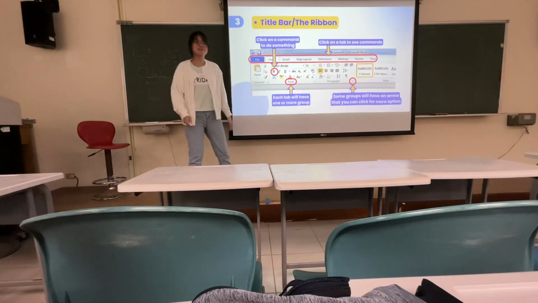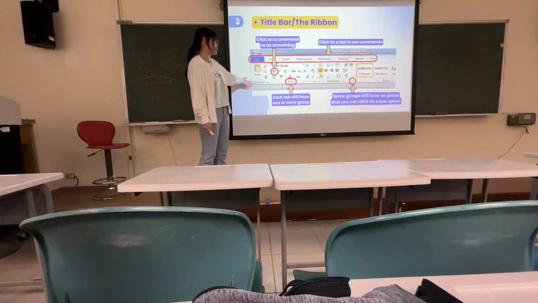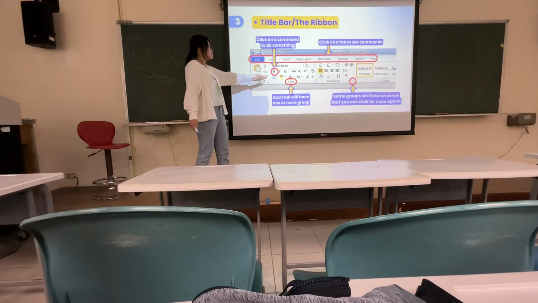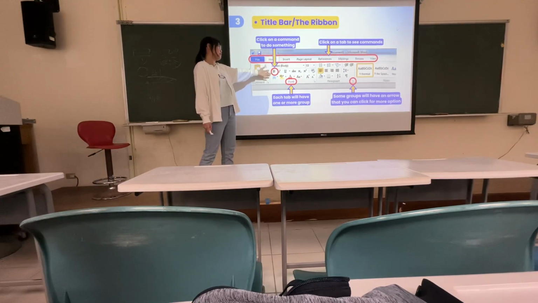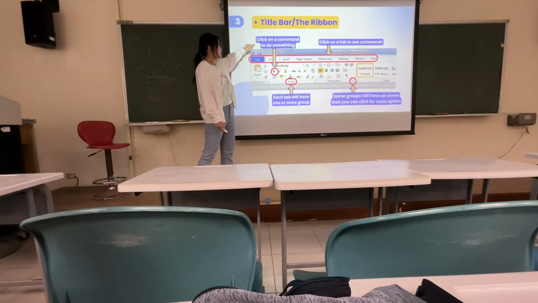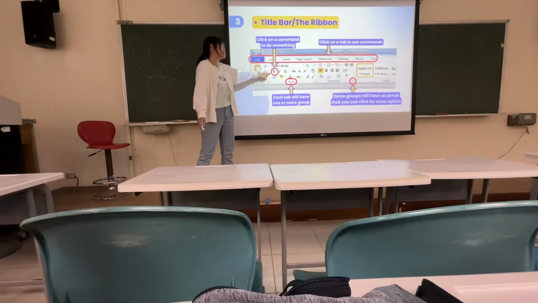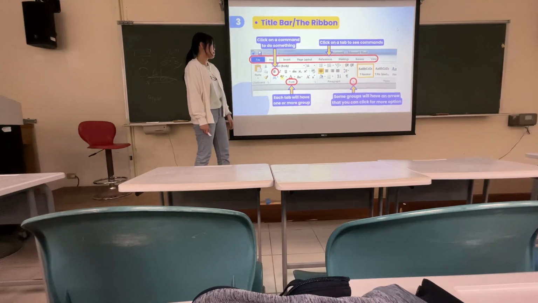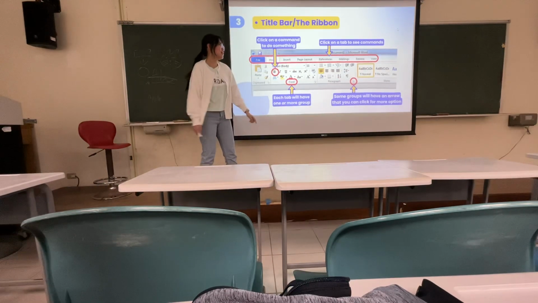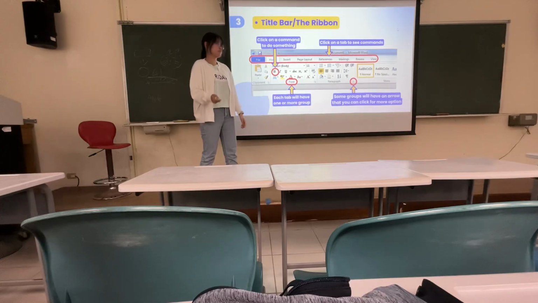So Sharon, can you tell me how many groups can you see here? 4. Yes, 4 groups. In each group there are a lot of commands. For example, this is a command, and by clicking on the command, you can do certain things. For some groups, there are a lot more commands, so by clicking this arrow, you can see more options.